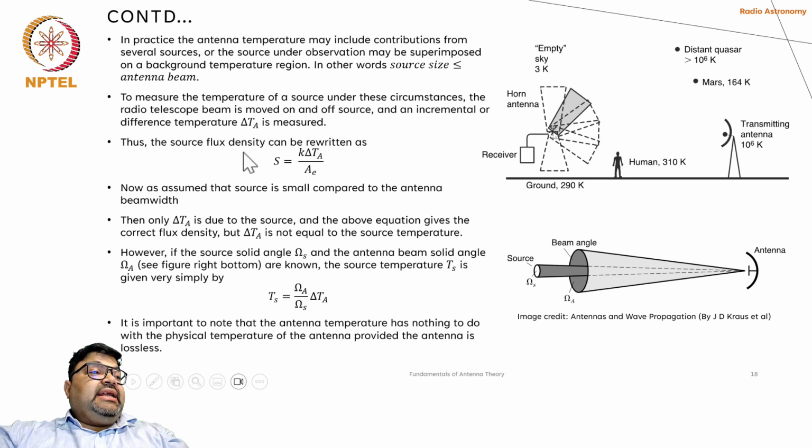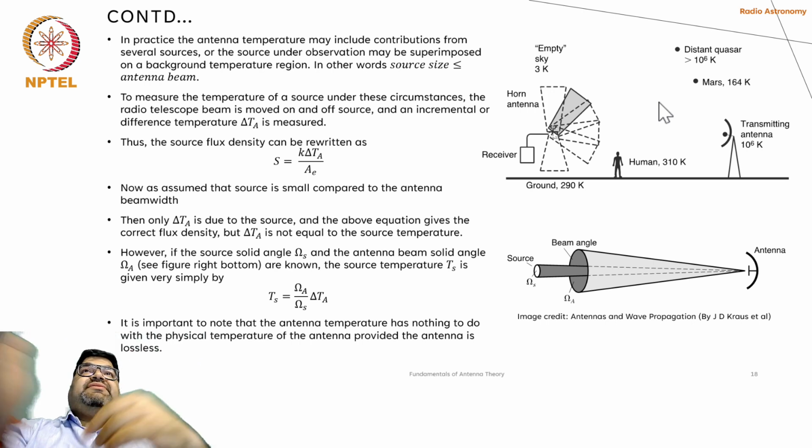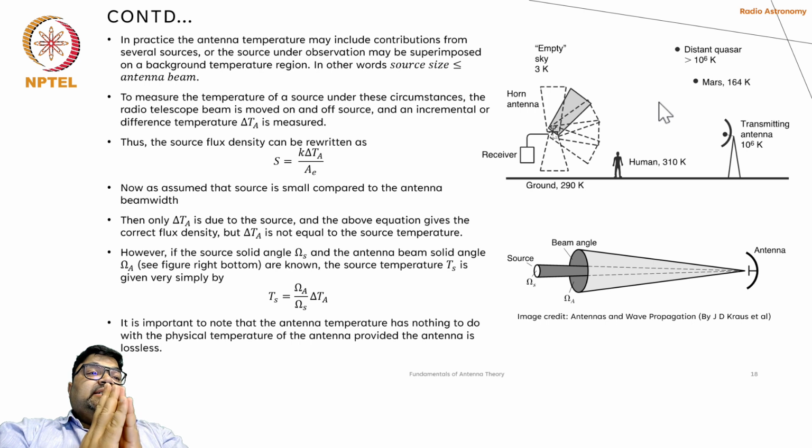In practice, the antenna temperature may include contributions from several sources, or the source under observation may be superimposed on the background temperature region. In other words, the source size is lesser than the antenna beam. Suppose the beam size is larger than the source size, then there can be multiple sources coming through that beam, and it doesn't differentiate between different sources within that beam. It measures the temperature of the entire sky which is visible or accessible to that particular beam.